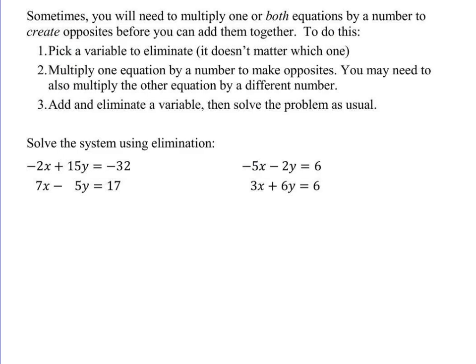Continuing with the elimination method, sometimes we don't even have the same number for a variable, so we can just make opposites easily by multiplying the bottom equation by -1, or the top equation. Sometimes you're going to need to multiply one equation, or even both equations, by a number to create opposites before you can add them together. So you're trying to make the numbers match, as well as the signs be opposite signs.